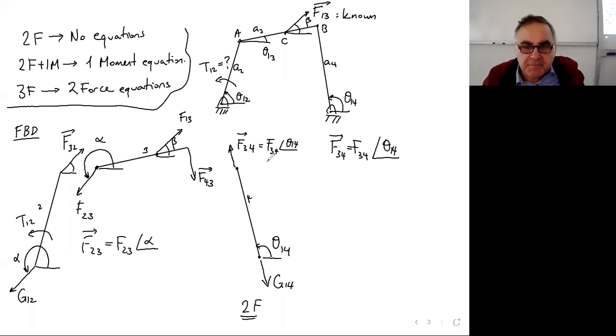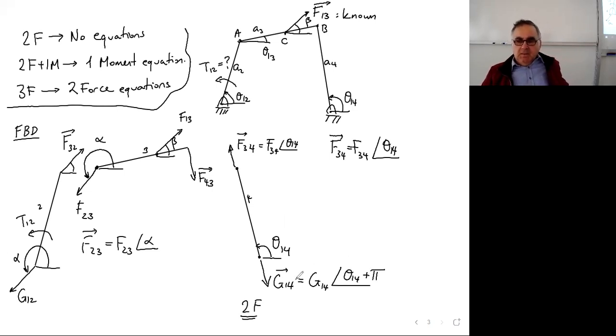So F34 can be written in the phasor form. G14, for example, can be written, sorry, not like this, as a vector. It is G14 magnitude. Its angle is this whole total angle, which is theta 14 plus pi, as you can guess, right? You add a pi angle to this. This is pi. It's not very important, but just to show you how it is. This angle is theta 14.